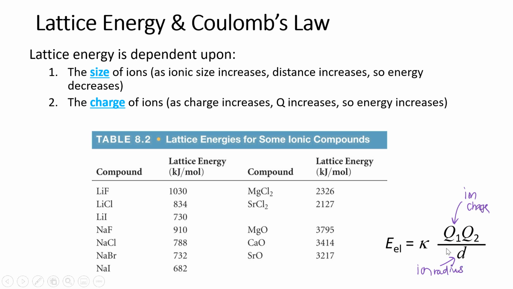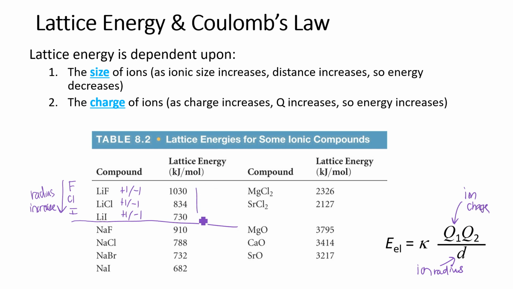So notice that if you look within these first few compounds, these are all lithium compounds. They all have the same ion charges. They're all +1, -1 ion combinations. But as you go down from fluorine to chlorine to iodine, if you look on a periodic table, they're all in the same column. And as we know, as we go down a column, the radius is going to increase. So as a result, we can see that the lattice energy is going to decrease.